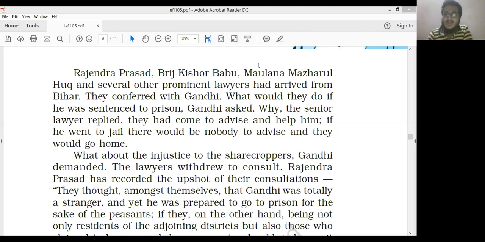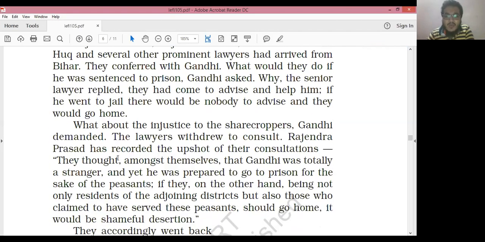They did not think about Gandhiji. If I go to jail, what will you do? If you are not here, I'll go to my home. Anyone can give this common answer. But see Gandhi's technique. Gandhi asks the next question. What about the injustice to the sharecroppers?